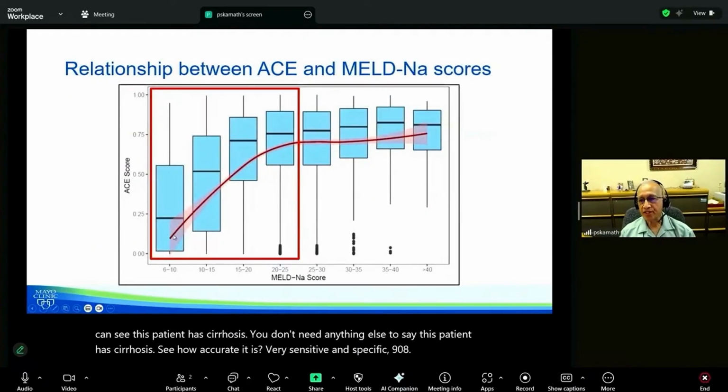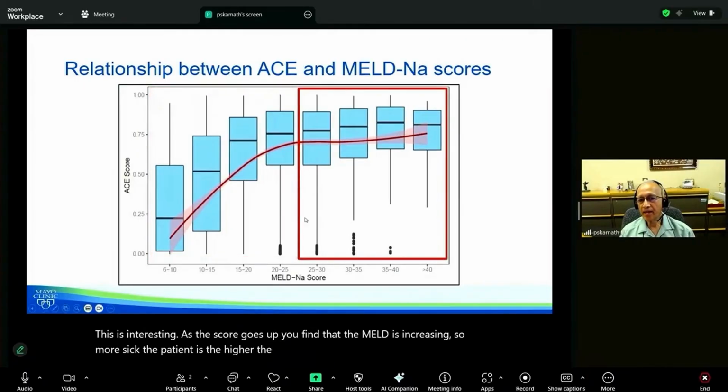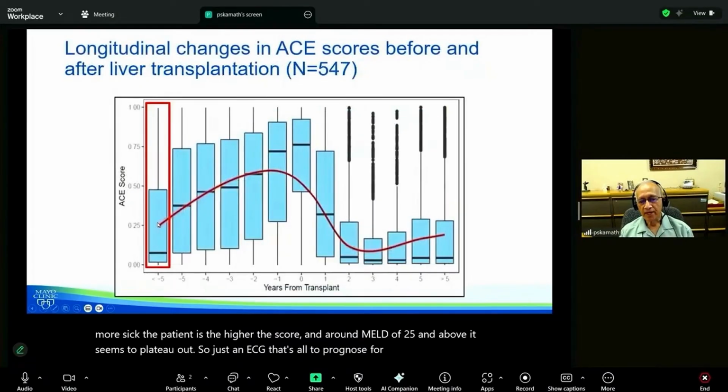This is interesting. As the score goes up, you find that the MELD is increasing. So the more sick the patient is, the higher the score. And around MELD of 25 and above, it seems to plateau out. So just an ECG, that's all for prognosis. Additionally, interesting again, the score keeps going up.